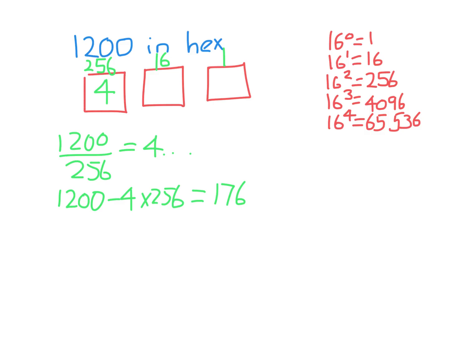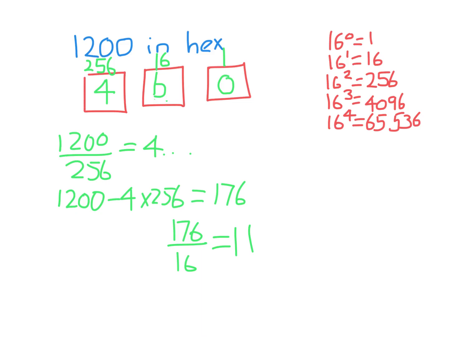So how many lots of 16 is that? Well, 176 divided by 16 is 11, and there's no remainder. So I need to put 11 in this second column, but hang on, I can't do that. I can only put one digit in each of these. Remember that instead of writing 11 in this column, we write B. Now, because there was no remainder, no left over, this will be a 0.